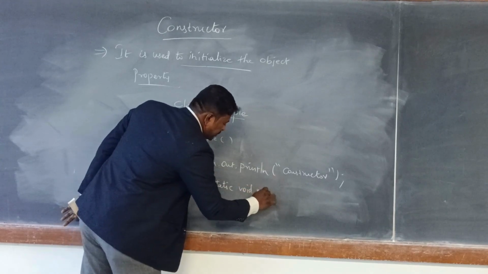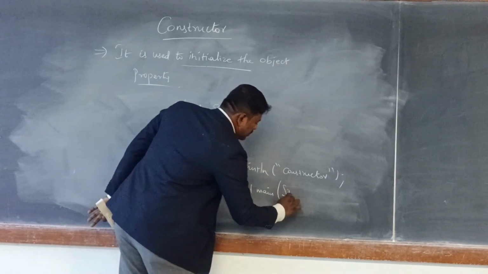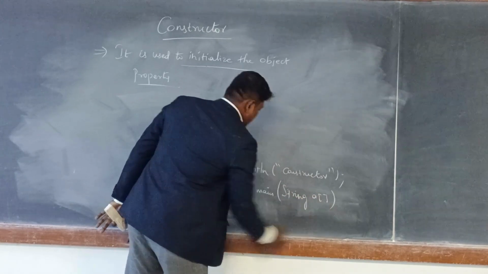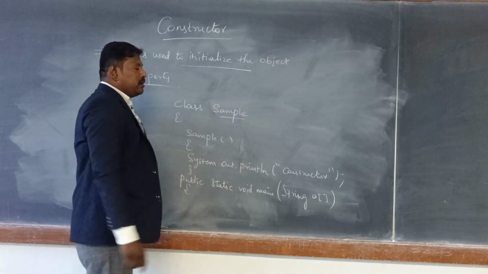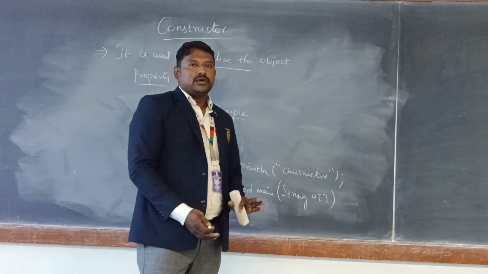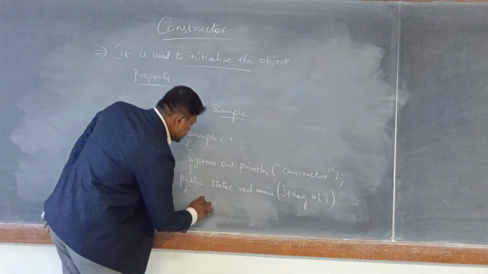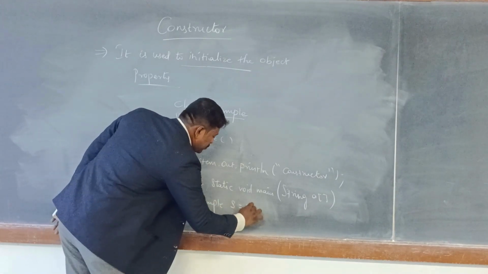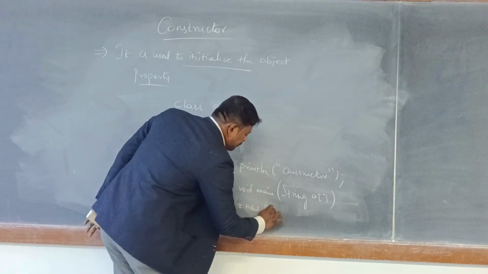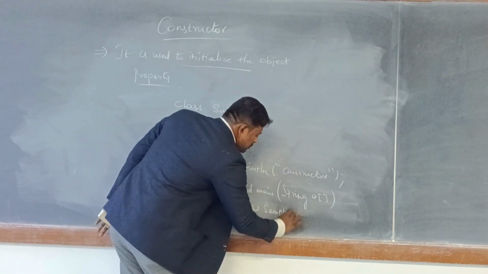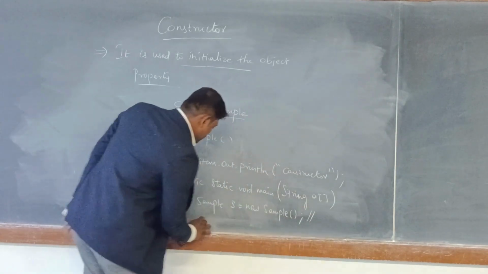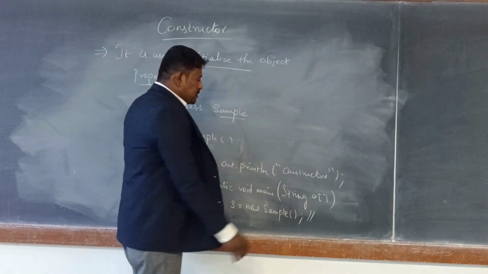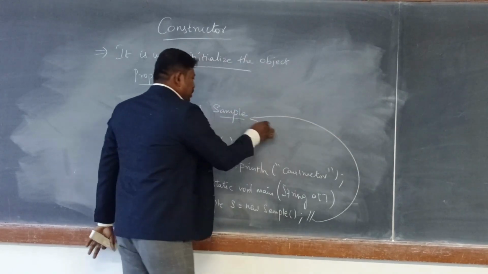So within main function, I'm going to create an object. So as we all know, the syntax of object creation: class name, object name equal to new class name. So whenever we create a new object to this class, the constructor will be invoked automatically.